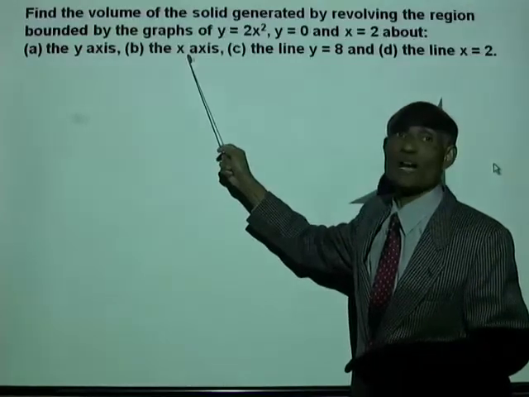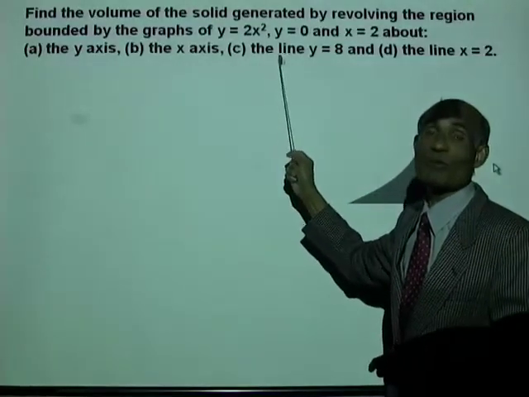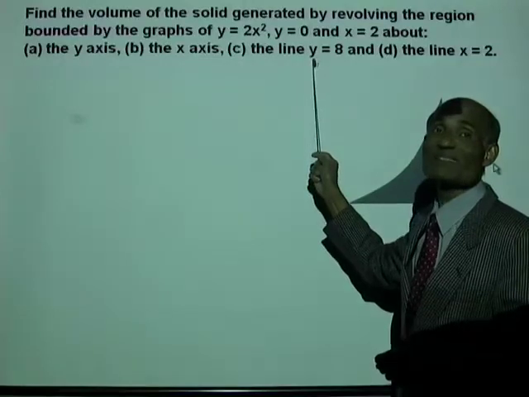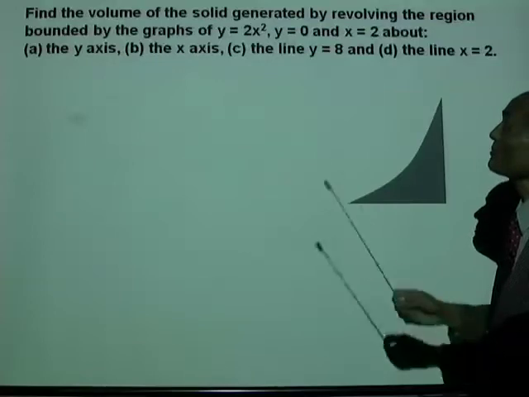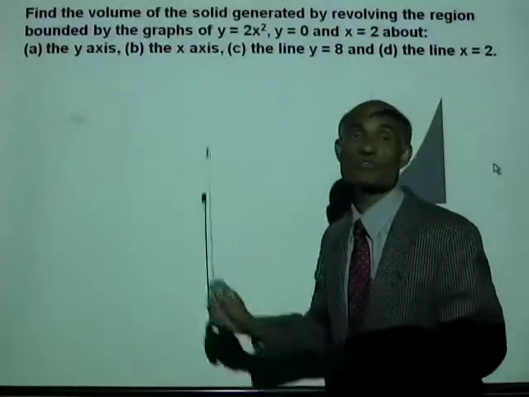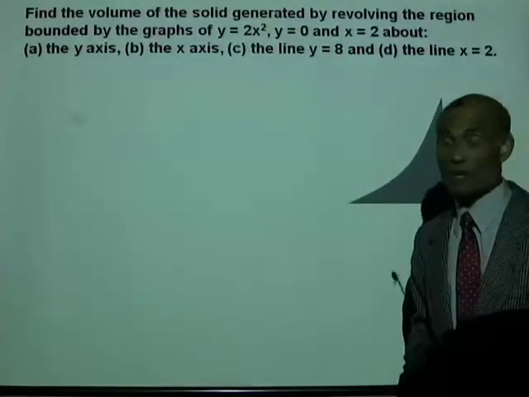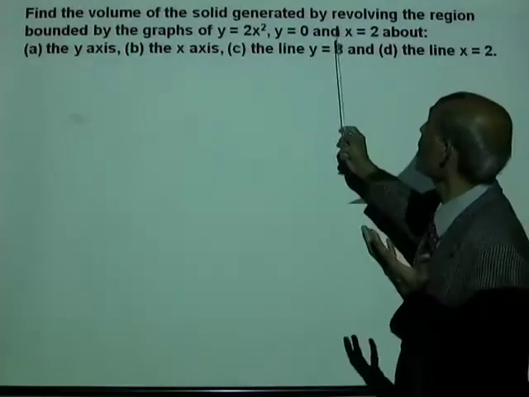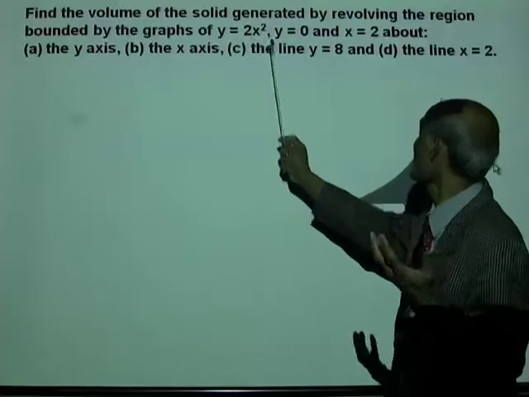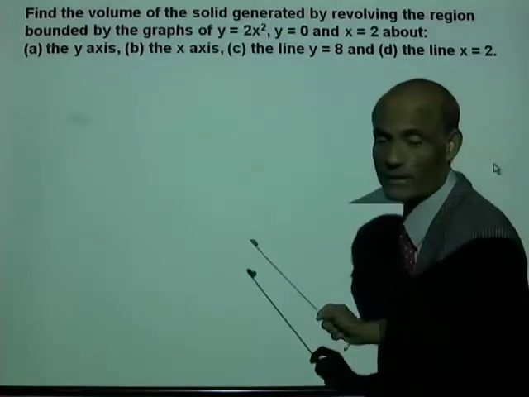B about the x-axis, and C about the line y equal to 8, and finally D about the line x equal to 2. So there are 4 parts for this problem. Now to begin with, we need to figure out that area. What is that area enclosed by these graphs? Y equal to 2x squared.